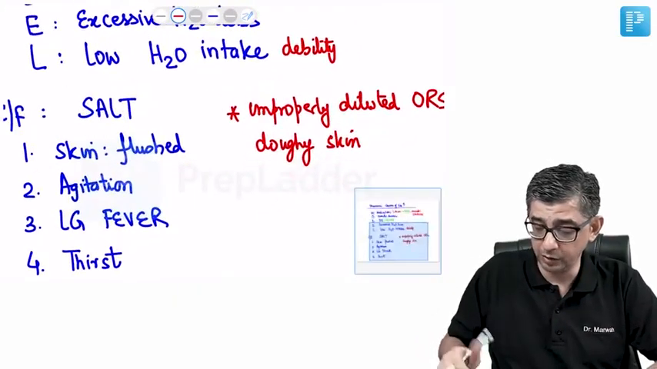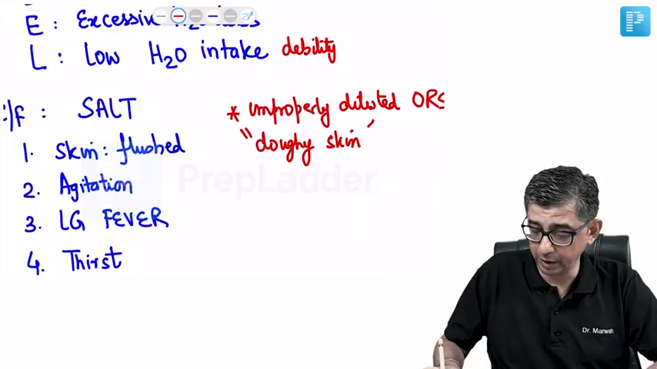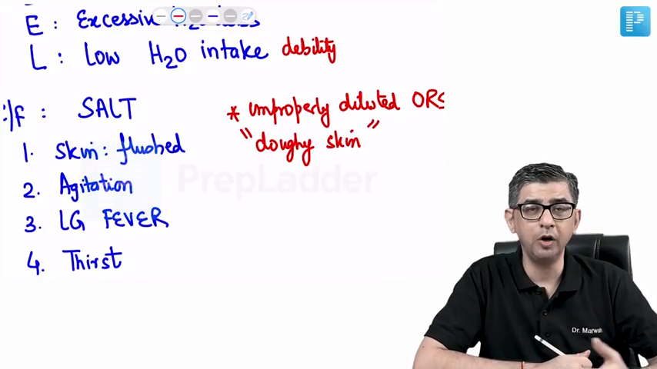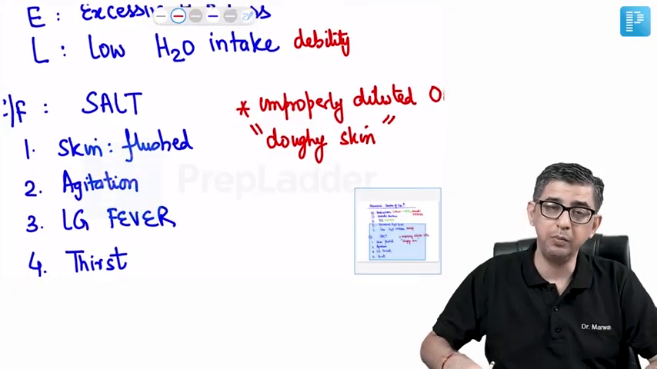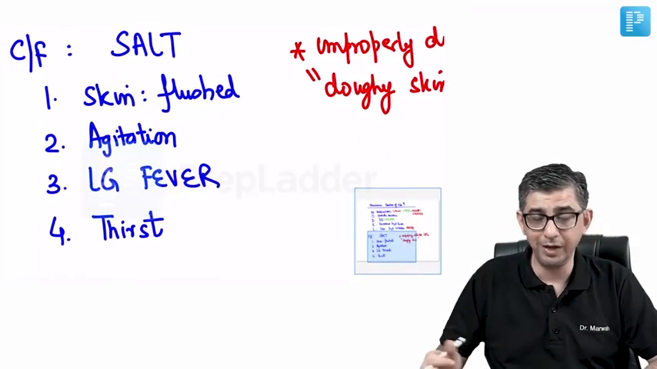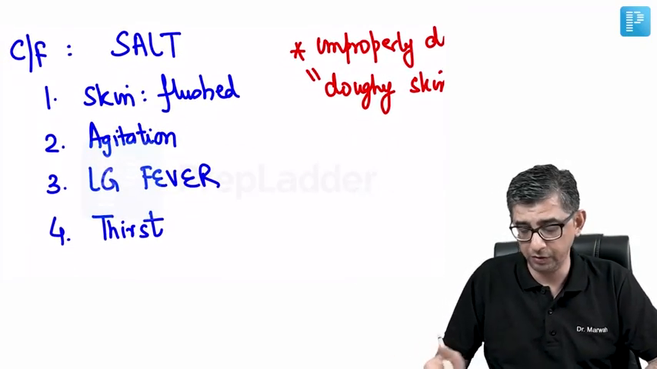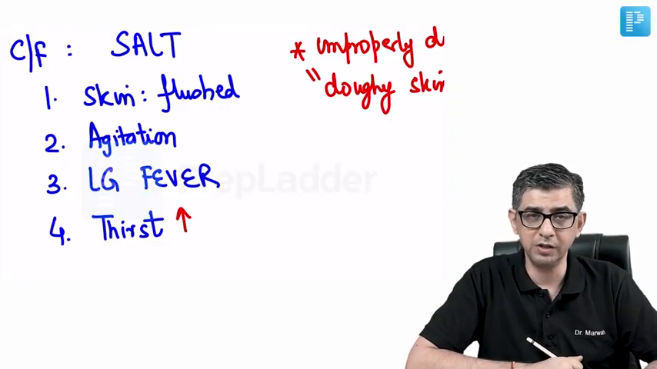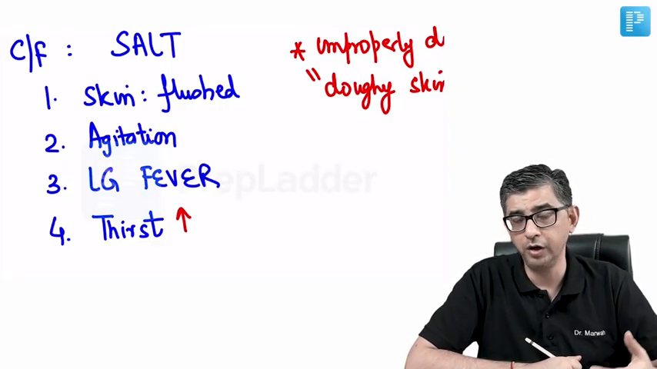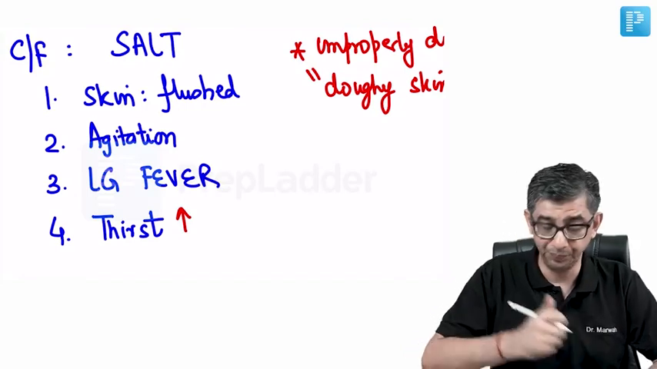And the examination finding of this patient in pediatric books would be described as dewy skin. Now, this may or may not be present in adult patients. So you will have features of salt in hypernatremia. The skin would be flushed. There would be agitation on the part of the patient, low-grade fever, and the thirst of this patient would also be increased, and he may not have access to water because of the disability component, due to the reasons that I have explained to you.